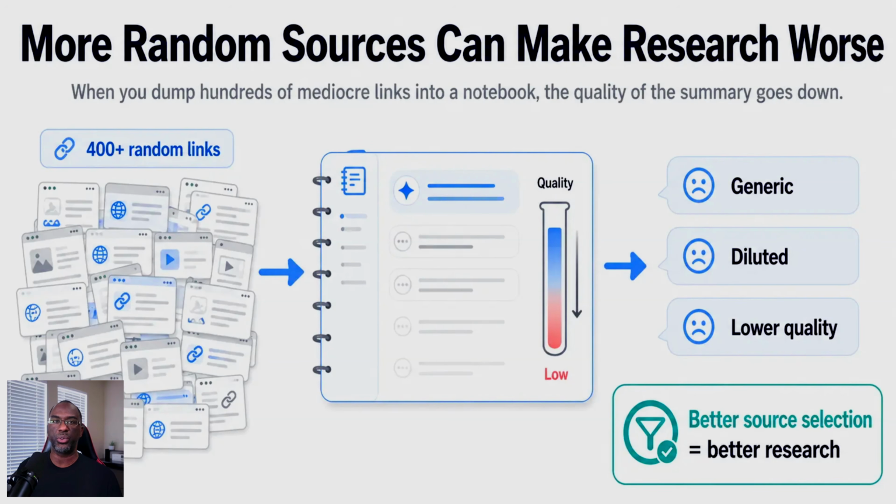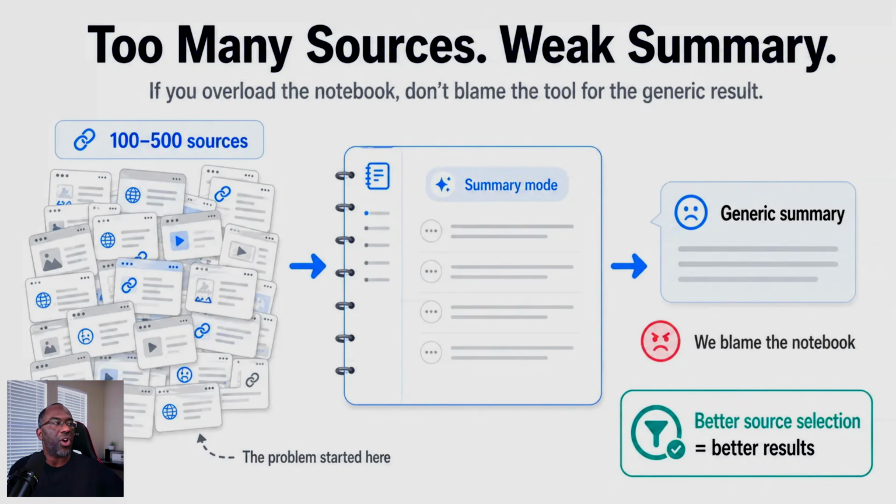So we gather a bunch of random links from the internet, then we dump everything into the notebook. So there's like 400 to 500 different articles or more than that. And then we ask for a summary. Summarize this. And so now NotebookLM, which is operating off of Gemini 3.1 Flash, is trying to create a summary across 500 different sources or across 100 different sources. And then when the notebook gives us a generic summary, we blame the notebook. We feel frustrated. When in reality, we set ourselves up for failure instead of setting ourselves up for success.